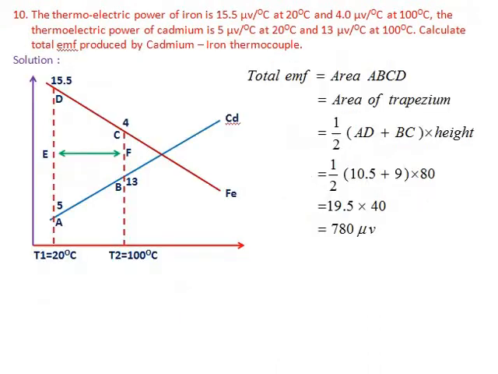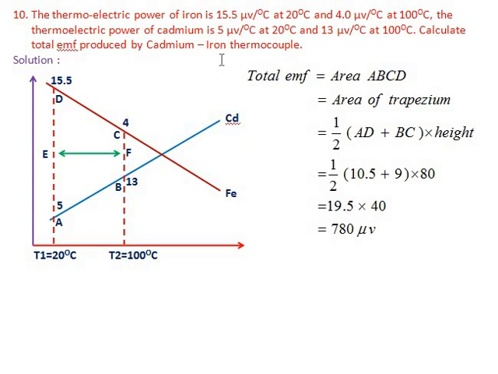Then the last problem of this chapter. So they don't give you this graph diagram in this problem. They have just given the problem here. Just read it. The thermoelectric power of iron is 15.5 microvolt per degree Celsius at 20 degree Celsius and 4 microvolt per degree Celsius at 100 degree Celsius. Clear? The thermoelectric power of cadmium is 5 microvolt per degree Celsius at 20 degree Celsius and 13 microvolt per degree Celsius at 100 degree Celsius. Calculate total EMF produced by cadmium iron thermocouple.